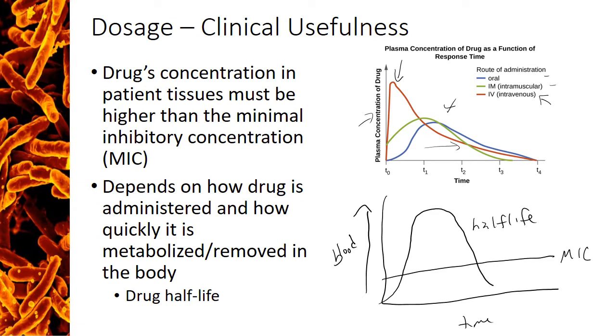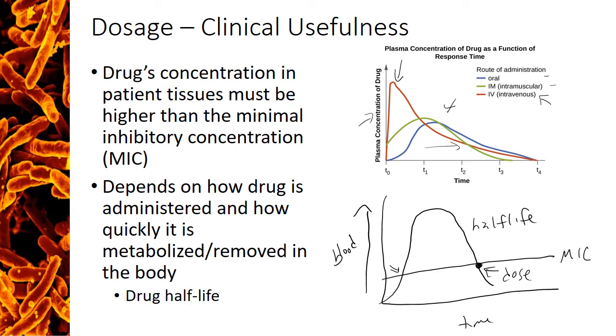So we have to stay above that minimum inhibitory concentration, or else the antibiotic is not going to be successful in the body. And so what happens is here we're above the MIC. As time goes on, we drop back below the MIC. And when that happens, now we need a second dose.